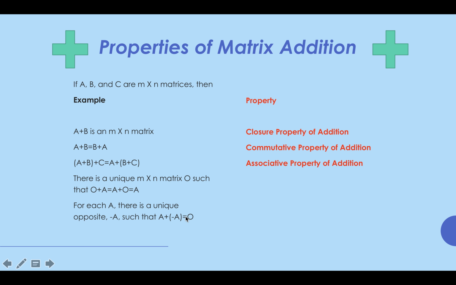There is a unique m by n matrix 0 such that 0 plus A equals A plus 0 equals A. This is the additive identity property. Next we have for each A, there is a unique opposite, negative A, such that A plus negative A equals 0. And for these, when I said O, I meant 0. Sorry about that. But this is the additive inverse property.